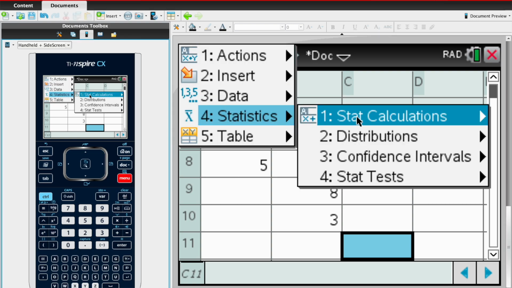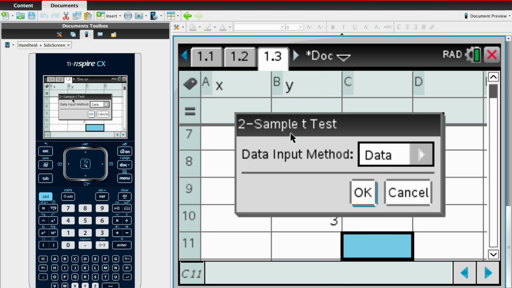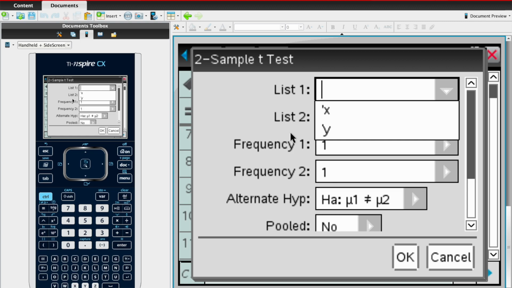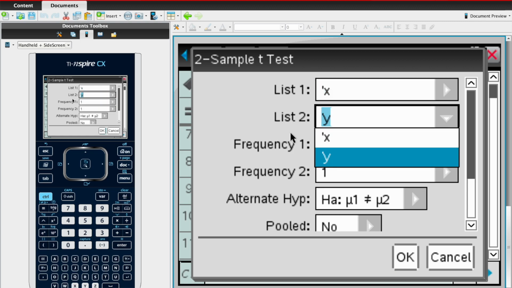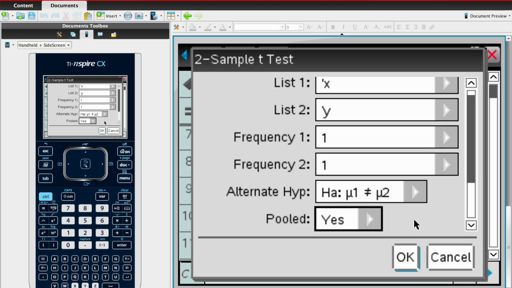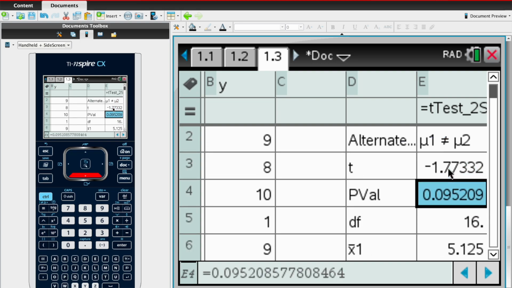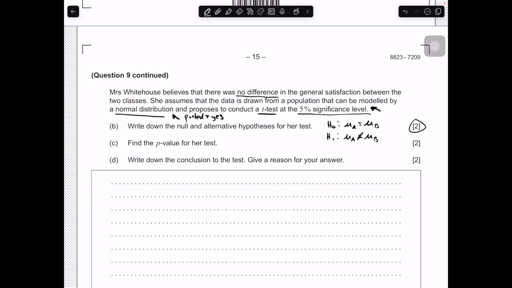Menu, statistics, stat test, sorry. And we want to do a 2-sample t-test. X is in our X, Y. Alternative is there is a difference in the average satisfaction rating. Pooled is always equal to yes. There we go. Let's go down and find the p-value. Here it is. Okay, interesting. So let's go back to the document screen in a sec. P-value 0.0952. Okay.